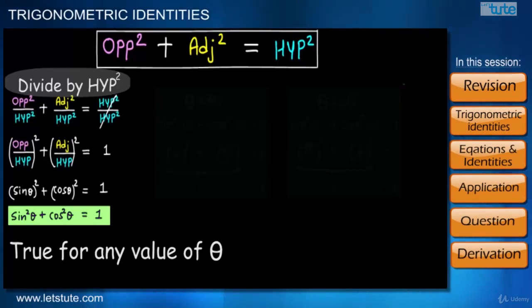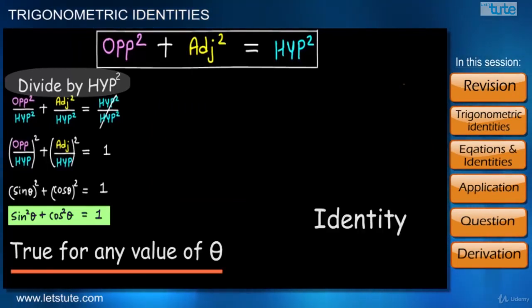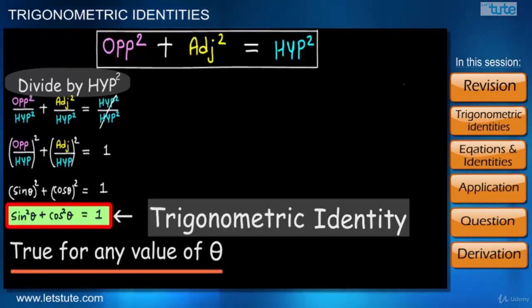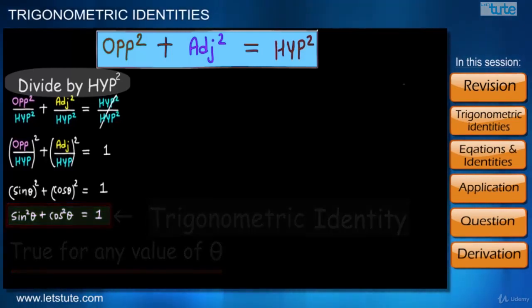And if you remember, just now we have learnt whenever an equation is true for every single value of the variable, it is called an identity. So this is also a trigonometric identity. So friends, just like this, we can again make use of Pythagoras theorem and can get two more identities.